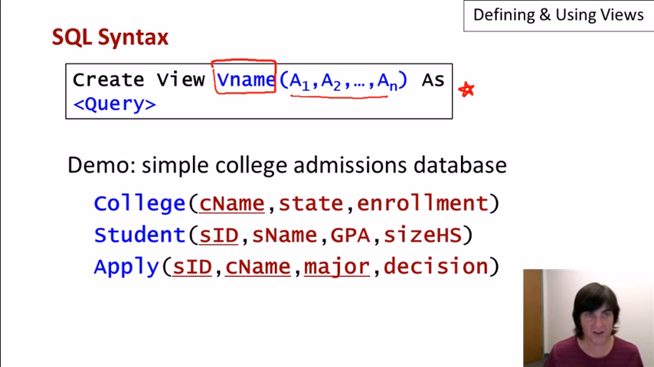In the demo, we'll be using our standard simple college admissions database. As a reminder, in case it's been a while or you're new to our videos, it's a database with three tables, one with information about colleges that have a college name, state, and enrollment, one with information about students, and finally records showing that students have applied to colleges.